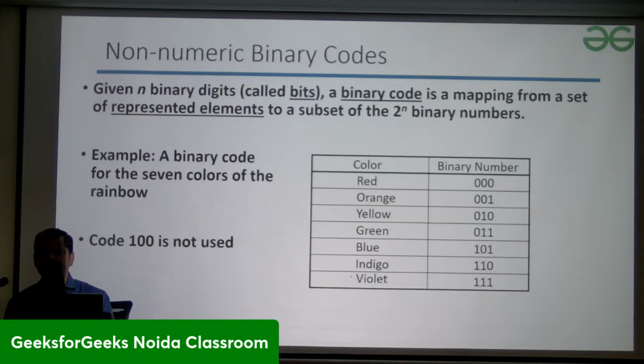The non-numeric binary codes are represented like colors are represented in the binary values. Red is represented as 000. So a 3-digit combination is taken to represent any non-binary number. So the range red, orange, yellow color information can be represented.